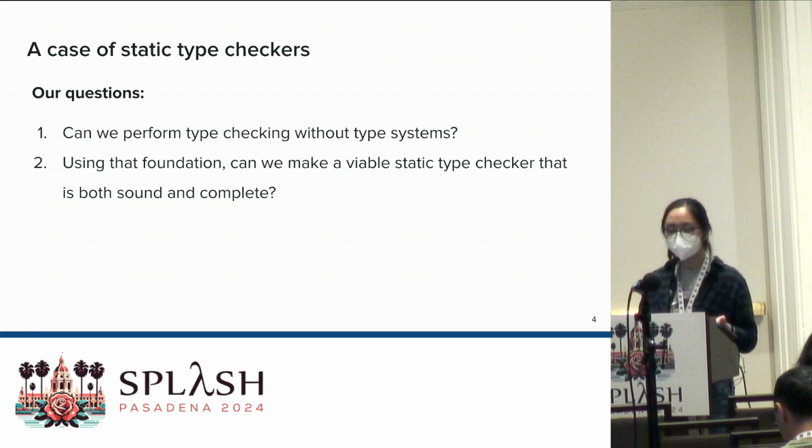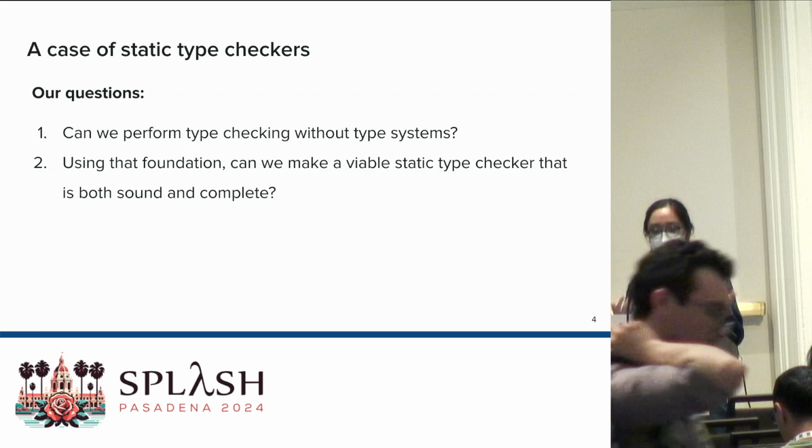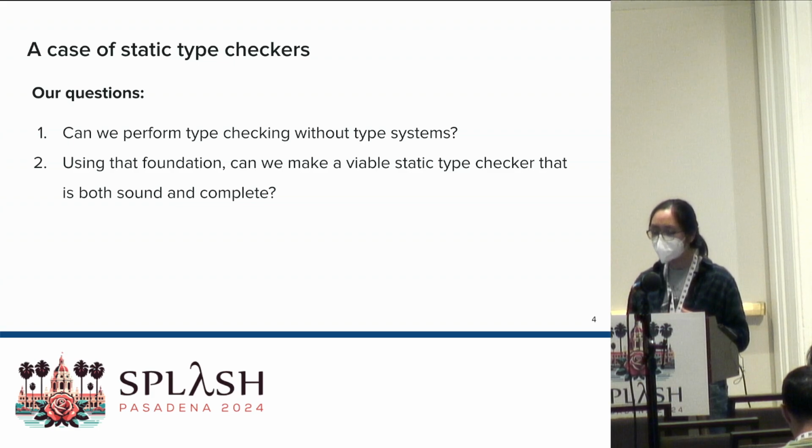So naturally, as researchers, we started wondering, can we do something else instead? More specifically, can we make a type checker without relying on traditional type systems? And building upon that foundation, can we also make the checker both sound and complete? That is to say, can we find all real type errors in a program and only those errors?